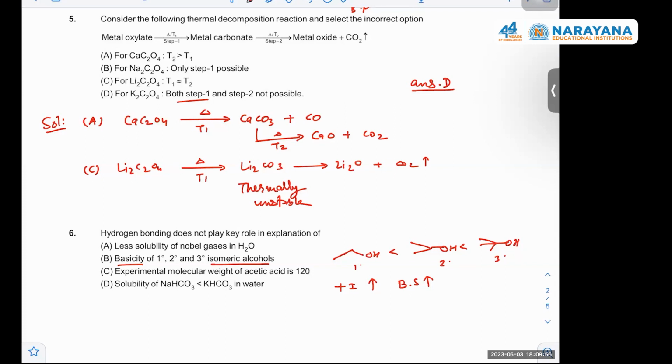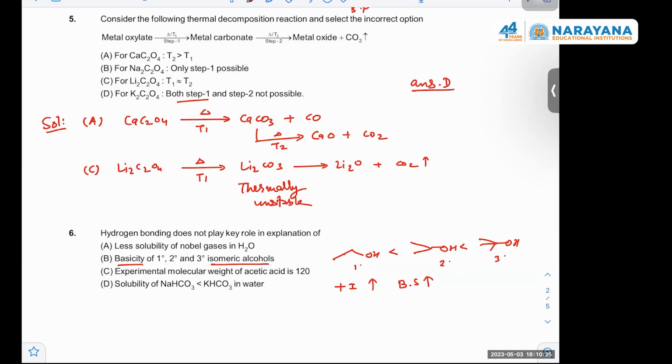No exception is being created due to H bonding. They might be doing H bonding, but that is not playing the key role in the explanation of this basicity order. Like how we would explain that: primary will have more H bonding, secondary will have less, tertiary will have even less because of the hydrophobic part. But that does not play a role in the explanation of this basic strength, right?